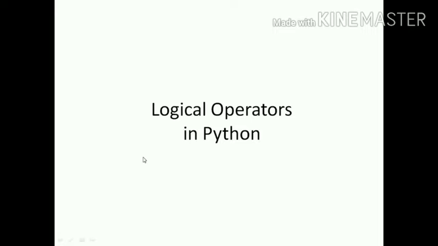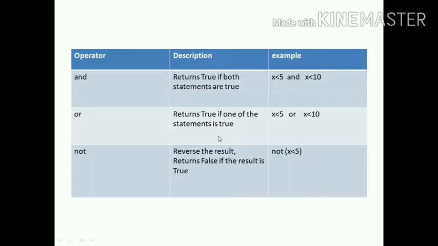In this video, we are going to learn logical operators in Python. So we have three logical operators in Python: and, or, and not. And returns true if both the statements are true. Let's say there are two statements, x less than 5 and x less than 10. It will return true only if both the statements are true.